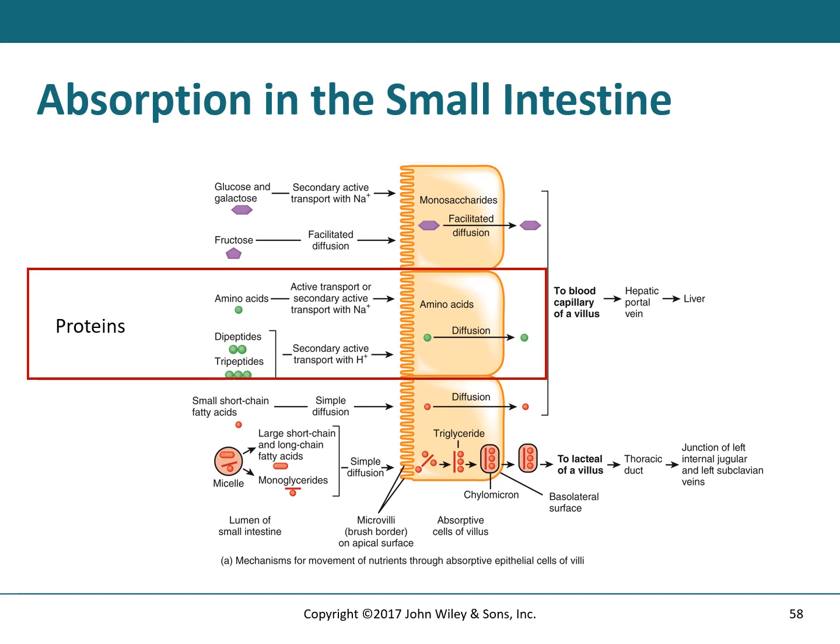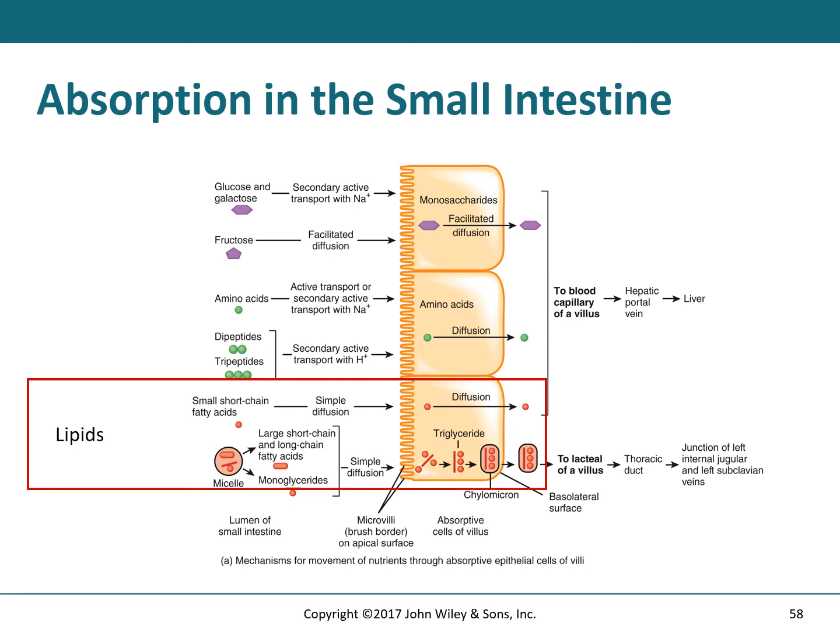Proteins are broken down into individual amino acids or larger ones called dipeptides or tripeptides. And there's an active transport process that also brings those into the cells lining the intestine, and then they diffuse out of those cells into blood capillaries. Lipids are a little different. If it's a small short-chain fatty acid, it will go through the cell via simple diffusion and then out into blood capillaries.